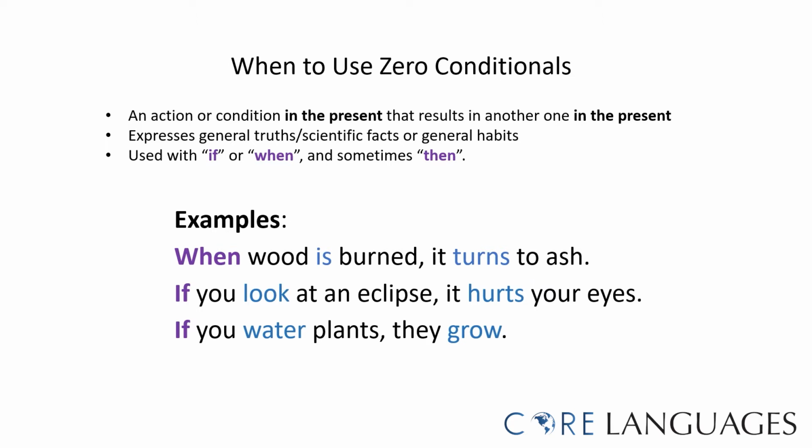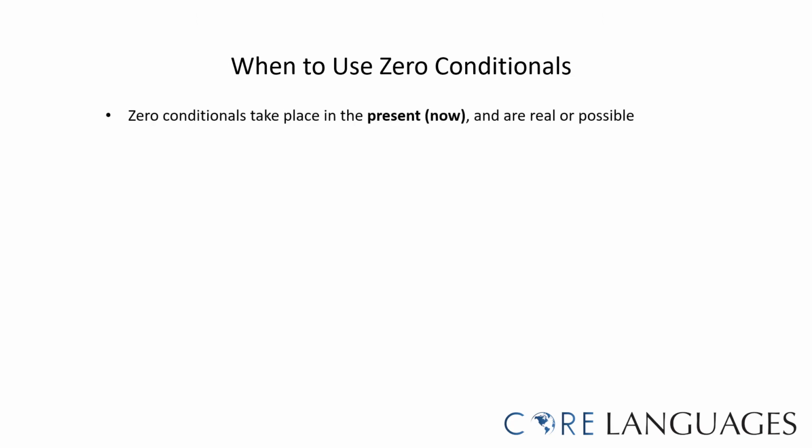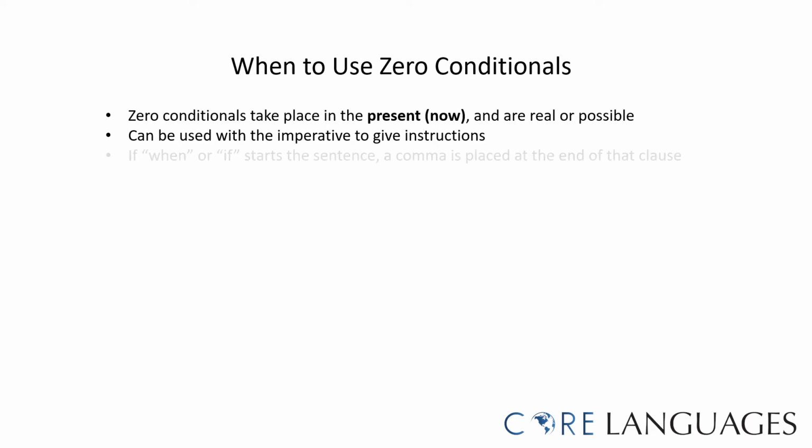Every time ice is heated, it melts. Every time you go outside in the rain, you get wet. And every time you mix blue and yellow, you get green. Zero conditionals always take place in the present or the now, and they are real and possible. They can also be used with the imperative to give instructions, and when we use when or if to start the sentence, we place a comma at the end of that clause.